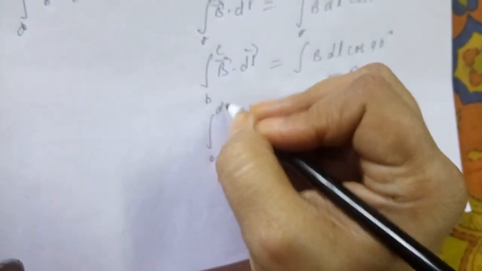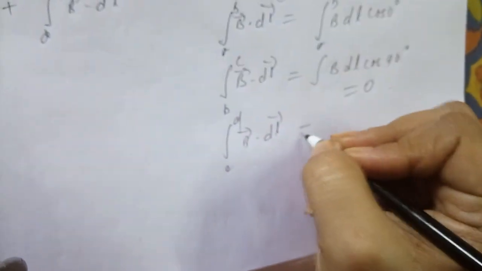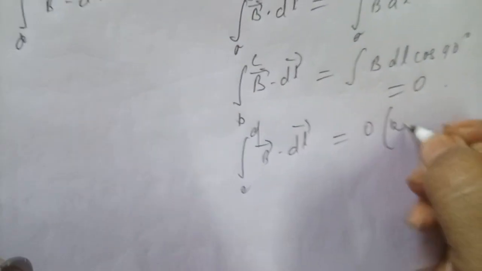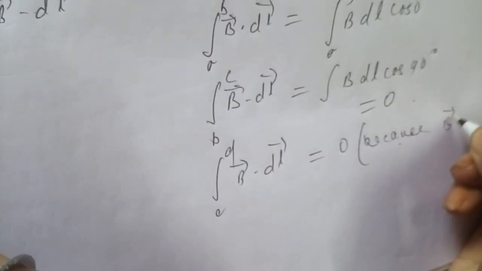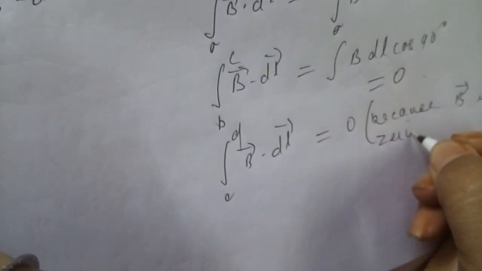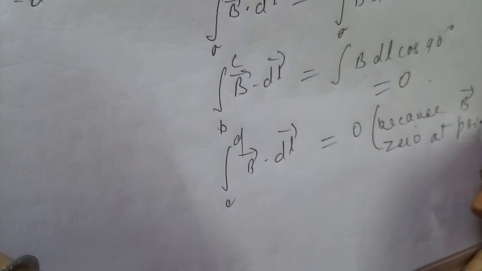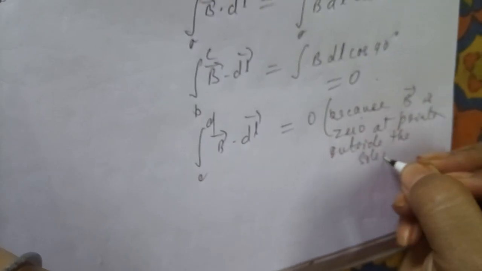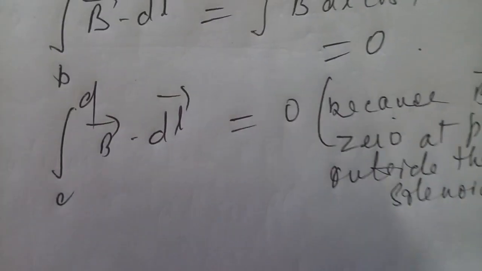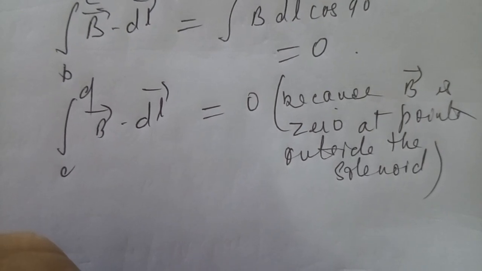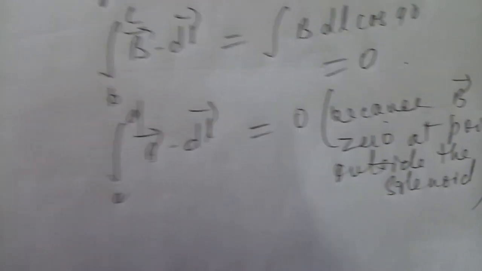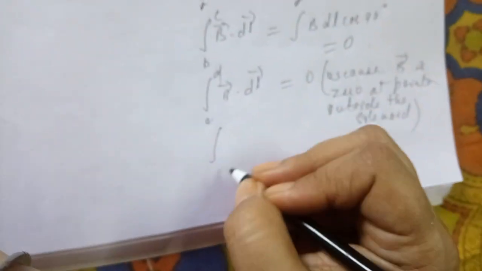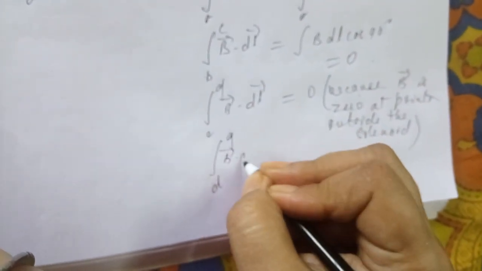And then from B to C we have this condition. Then from C to D, B vector dot dl vector is equal to 0. Why have we got this? Because B vector is 0 at points outside the solenoid. So we have the condition B vector dot dl vector equals 0 because B vector is 0 at points outside the solenoid.